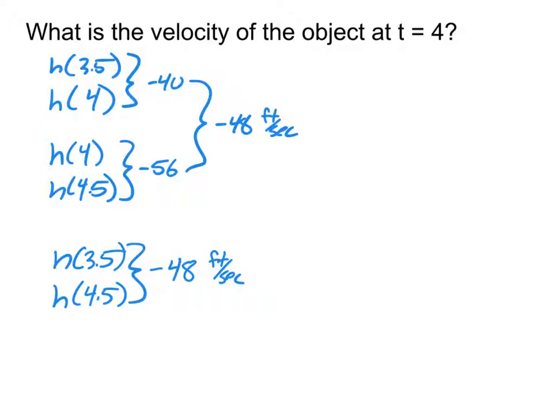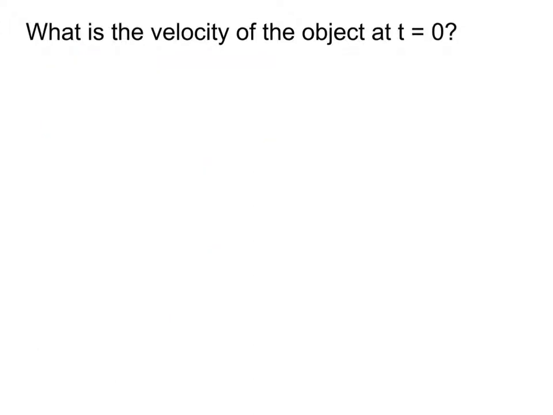Now, on these so far, we've had to take a point on either side, right? Because we figure, well, it's going to be right between. But what if I want to know the velocity at t equals 0? Take a moment, think about what you would get as an answer for this one.